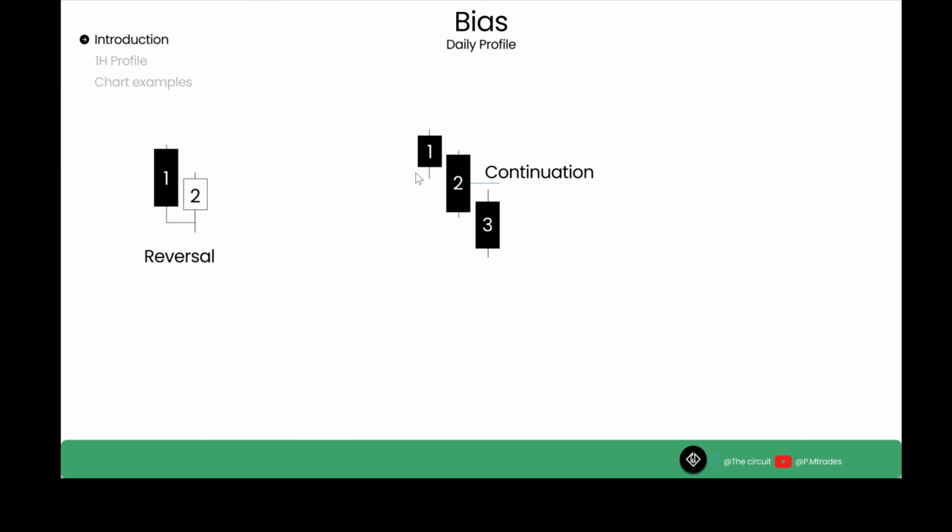The second form of bias is the continuation bias. In this case, you're basically trading in line with the trend. As the name suggests, continuation means continuing the trend. So if the market is bullish, you want to align yourself with bullish moves. If the market is bearish, you want to align yourself with bearish moves. In this case, you're going to be utilizing gaps in the intermediate time frames to align yourself with the already existing trend.